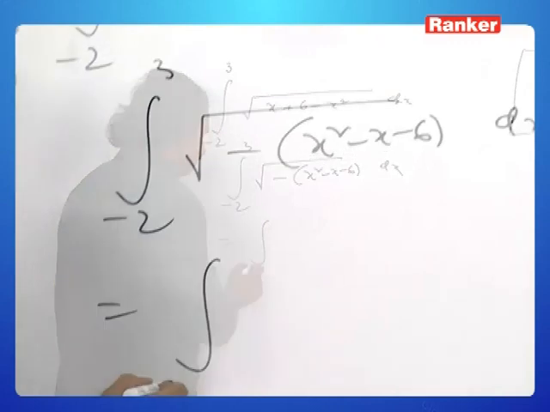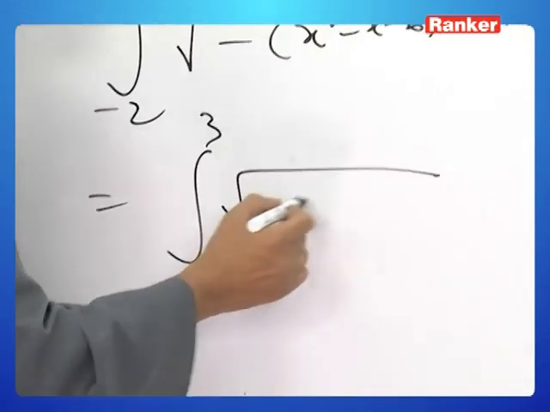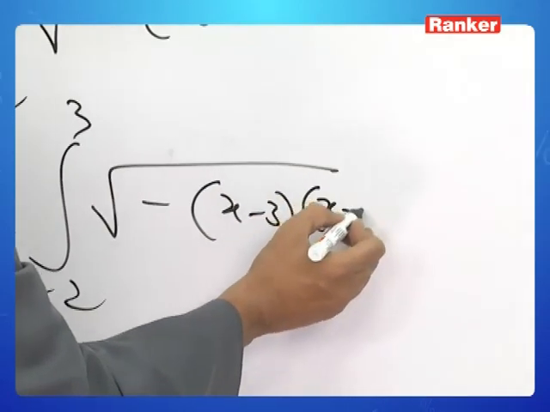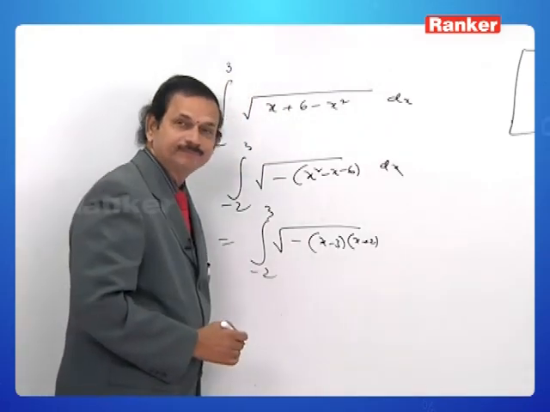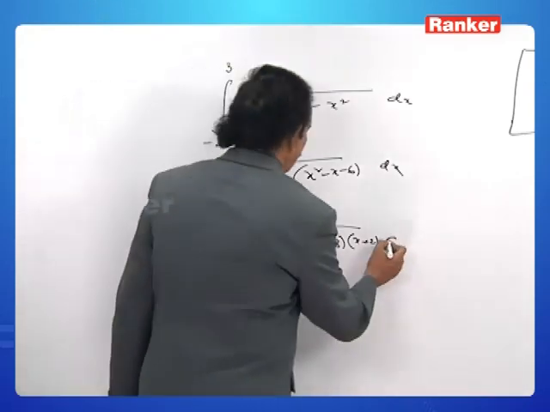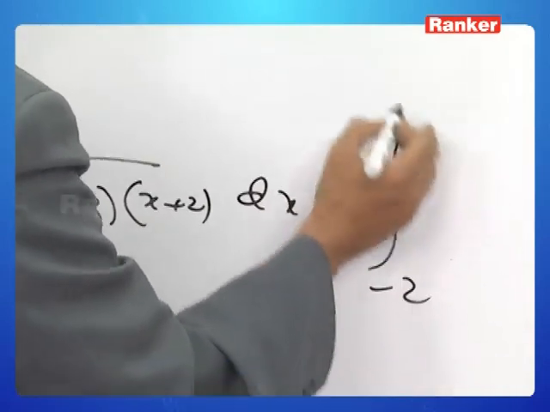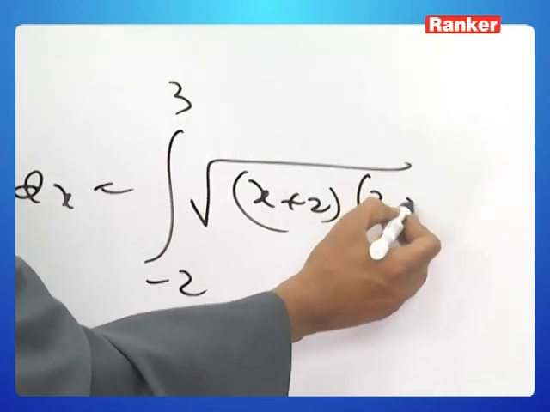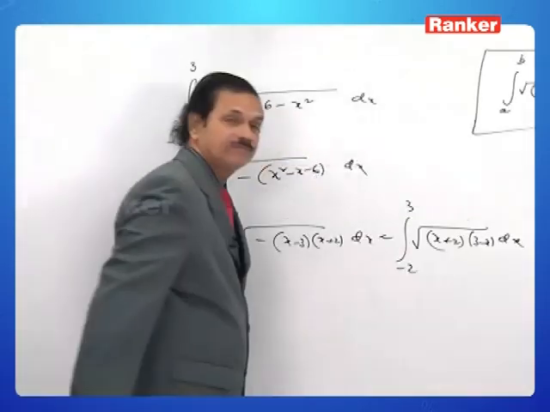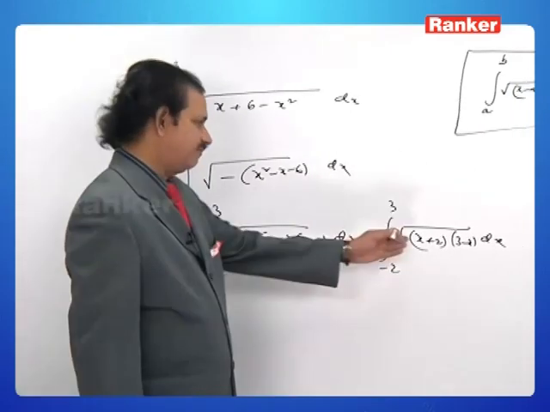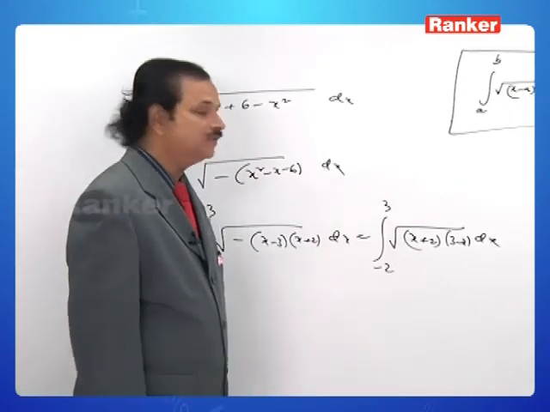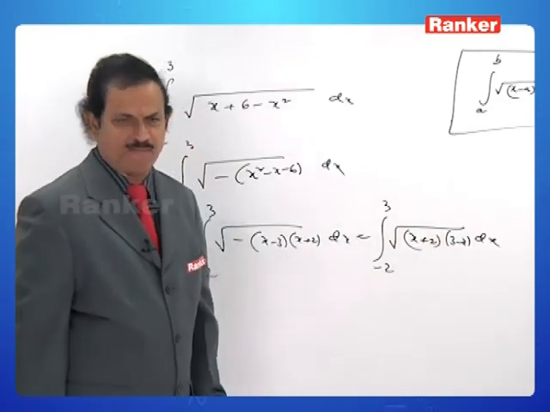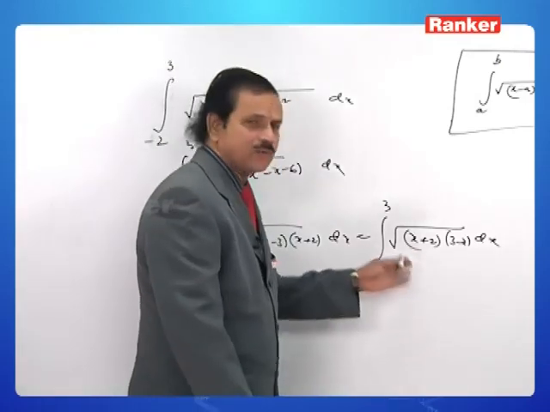This is equal to minus 2 to 3 integral of root of x minus 3 into x plus 2. Isn't it? Well, this again takes the form minus 2 to 3 root of x plus 2 into 3 minus x. Now you observe the shape of this integrand: root of x minus a into b minus x. Does that shape acquire or not?